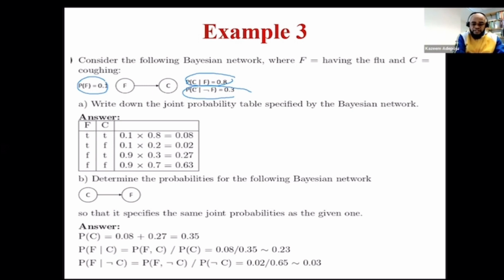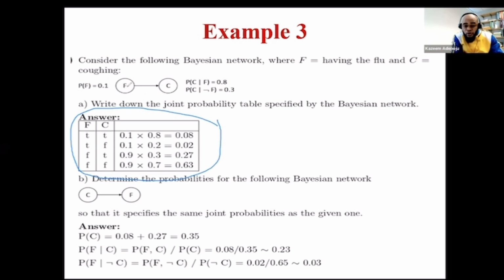Okay, so you've been given this. But the question now is, write down the joint probability table specified by the Bayesian network. Which means if I want to put this in place, I need to take the network into consideration. I want you to take note of that. Now, I want to find the probability of the joint, F comma C. That's what they mean by that.